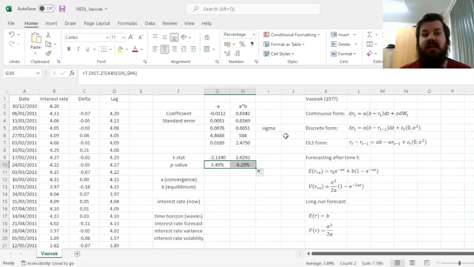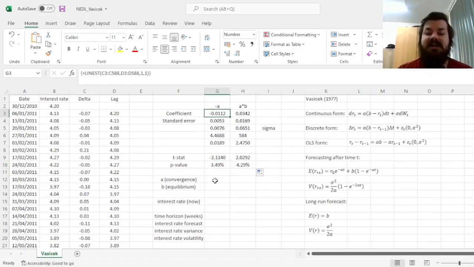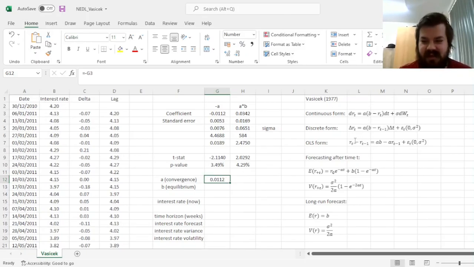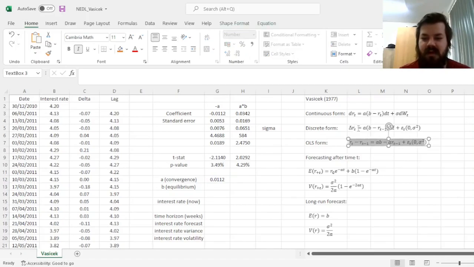However, to proceed to our forecasting and interpretation of the results in the economic sense, we need to extract the convergence speed as well as the equilibrium level from our regression parameters. As the slope coefficient over here is the negative convergence speed, A would be the negative value of this coefficient, which means that every single week, the interest rate reverts back to the equilibrium by roughly 1 percentage point of the deviation, as we can see from this model, or all the more so from this parameterization in the discrete form.